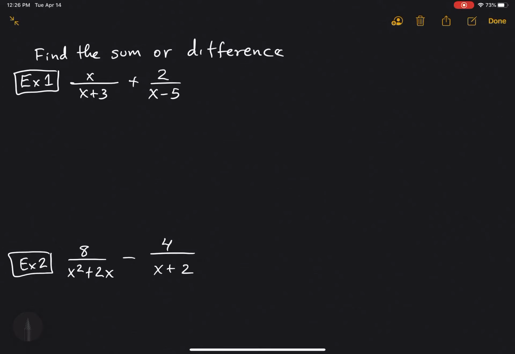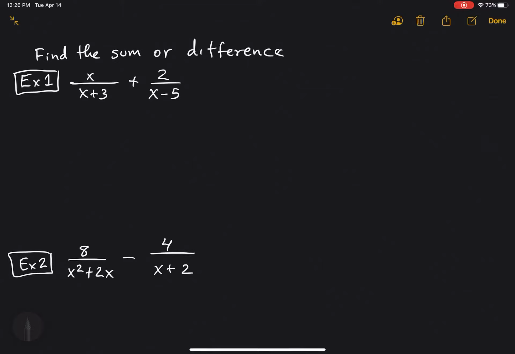Okay, in this video I'm going to show you how to add or subtract rational expressions when they don't have the same denominator. A rational expression, again, is an expression that has fractions in it. We have two expressions here that we're adding in the first example. But notice how the denominators are different this time. We can only add and subtract fractions when they have the same denominator.